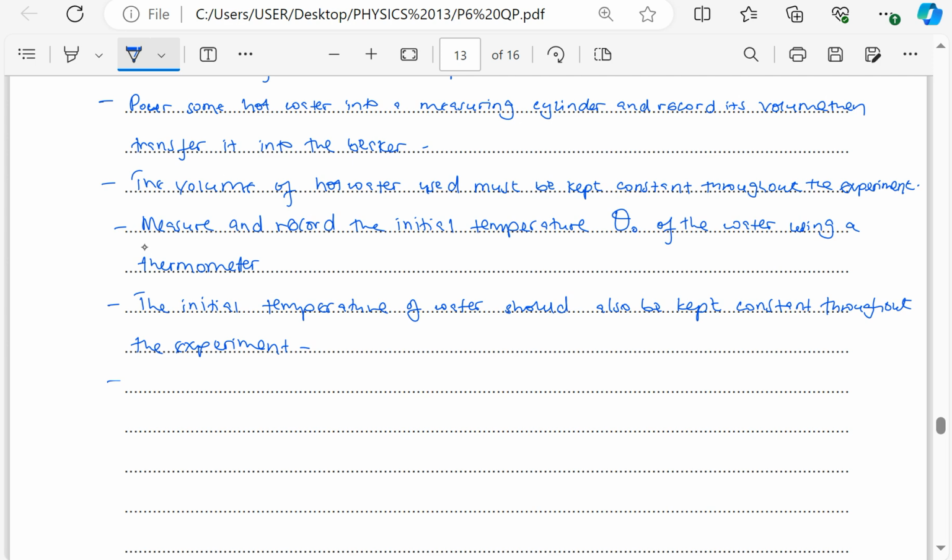So the next thing is going to be to record the final temperature. Record the final temperature of the water after a time, say after 5 minutes, for example 5 minutes measured from the stopwatch.